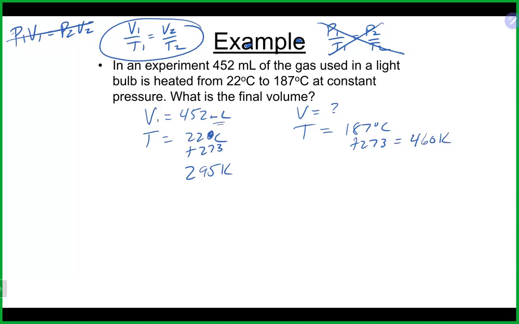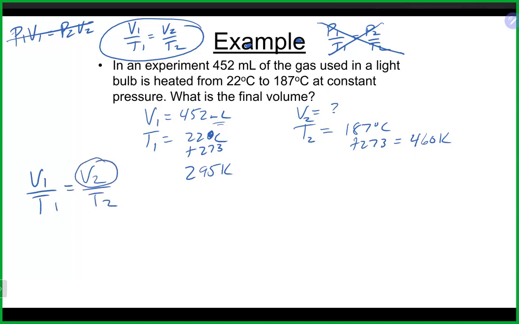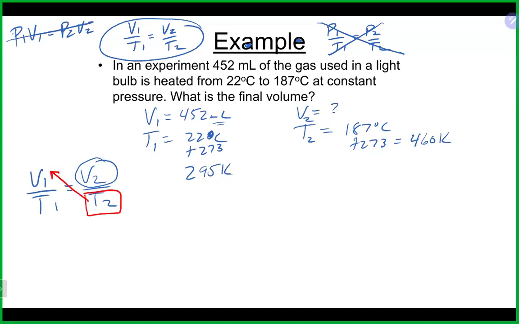And once again, I'm just going to call my first set of information the ones and my second set the twos, and we're going to rearrange this equation correctly, hopefully. We are looking for V2, so that means we need to move our T2 to the other side. In this case, our T2 is on the bottom, which means when it goes to the other side, it will go to the opposite location, which is on top. That means we will end up with V1 T2 over T1 equals V2. We're essentially multiplying the T2 to the other side. Any questions on that?